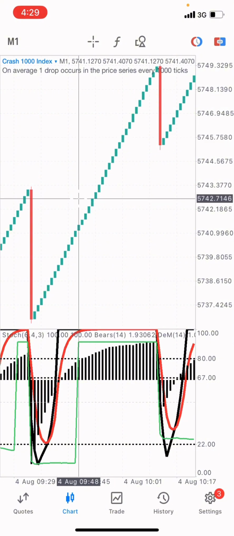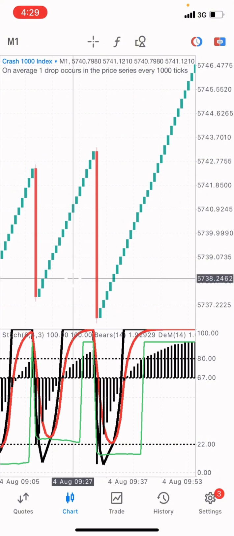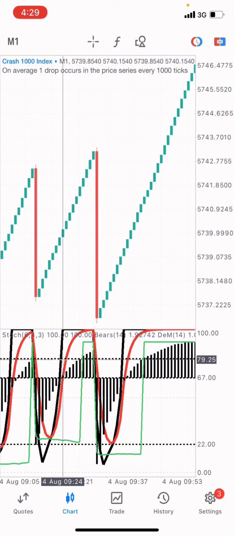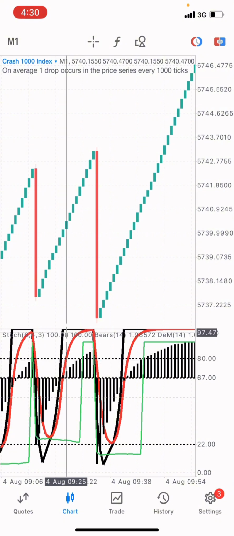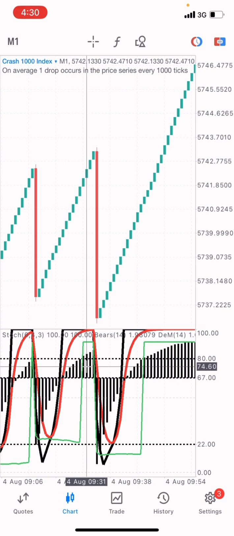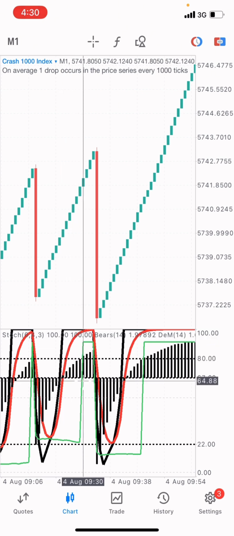Now take a look at this point as well. You can see that all the spikes happened outside the stochastic oscillator. All the spikes, take a look at this point right here. I've set these parameters to this level so that you can see how perfectly it is. This is the BS power inside the stochastic oscillator, and this is the D-maker line as well.